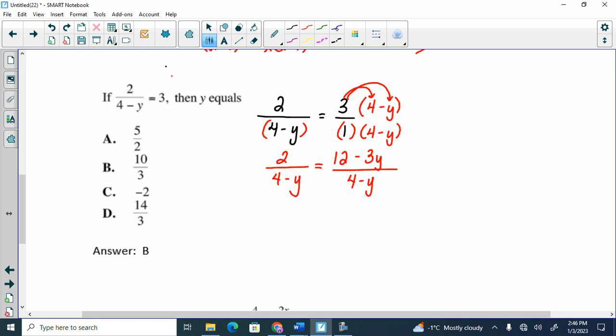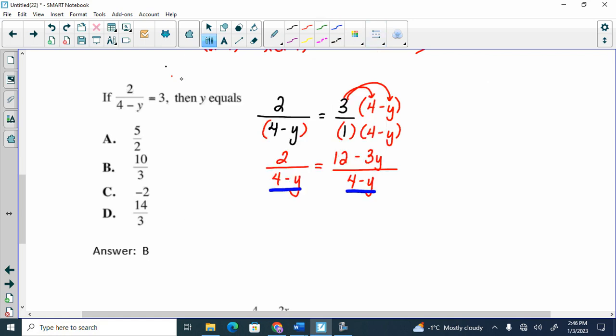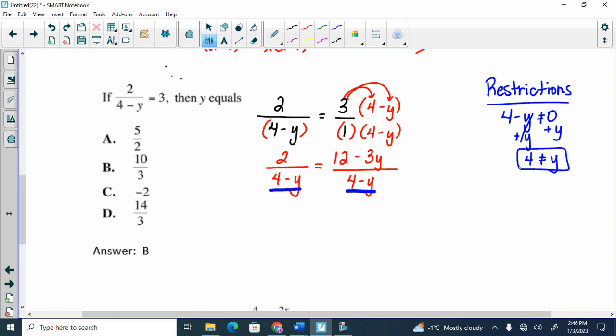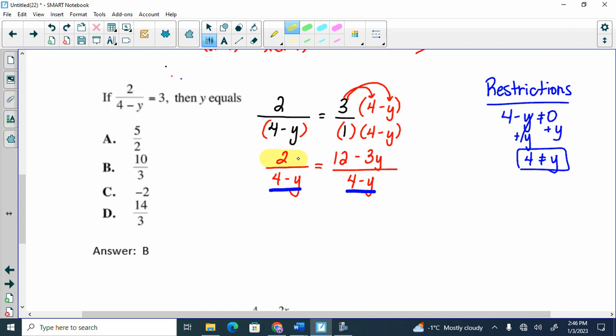Now, remember, this denominator equals this denominator. Before I just go and write the numerators equal, I have to do my restrictions. We never cancel off our denominators until we do our restrictions. So I have 4 minus y can't equal 0, and then I can just add the y over. 4 can't equal y. Now, if this denominator equals this denominator, remember I pulled the highlighter out and I would always say, then this numerator must equal this numerator.